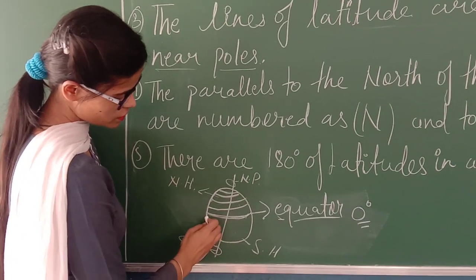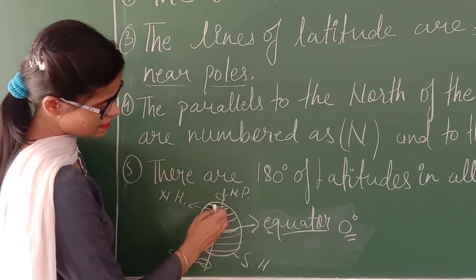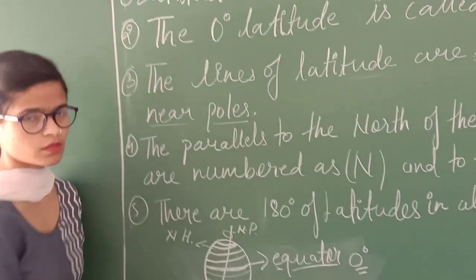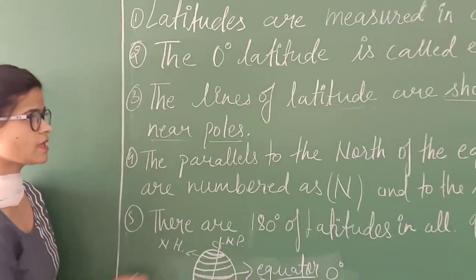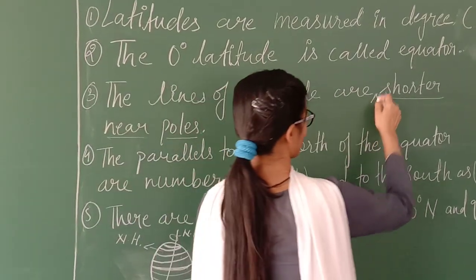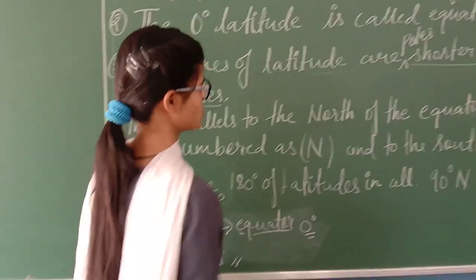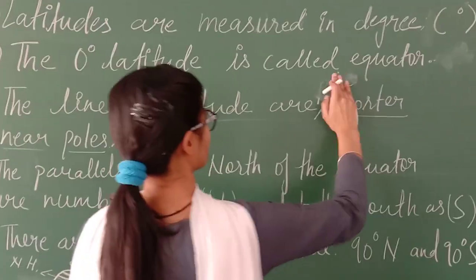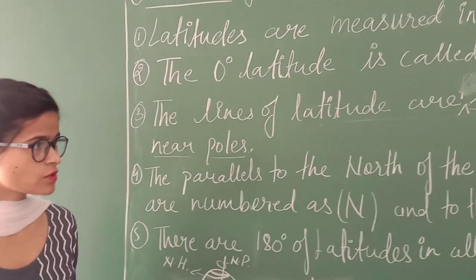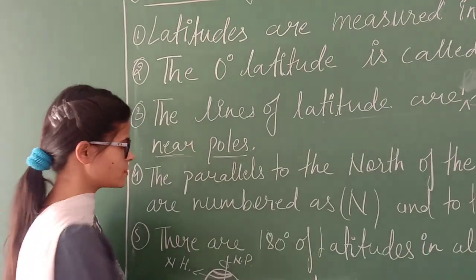You will be able to see, these lines become shorter. That is why they are saying the lines of latitude are shorter near poles. That is why it is saying like this.